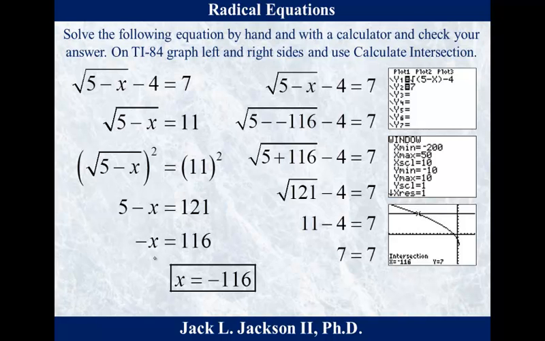We can check that by plugging that in, which we have to do. 5 minus -116 is 5 plus 116, which is 121. The square root of that is 11. 11 minus 4 is 7. 7 equals 7. That's true, so it does check. Again, the calculator solution: y1 equals the left side, y2 equals the right side. Experiment a little bit with the window, and there's a window that works where it shows the intersection, and kind of convince yourself that's the only place they could intersect, and do a calc intersect, and sure enough you see the correct answer.